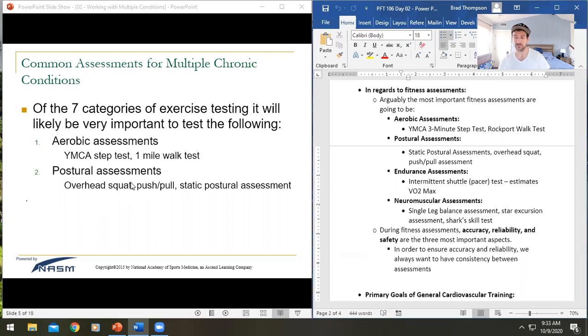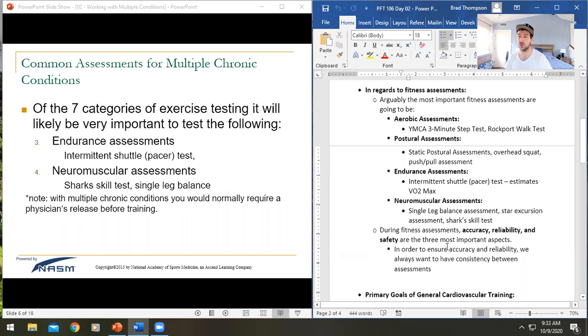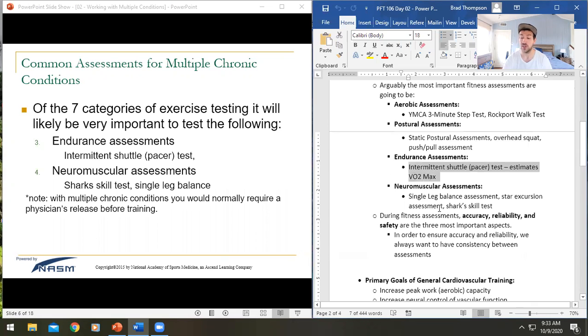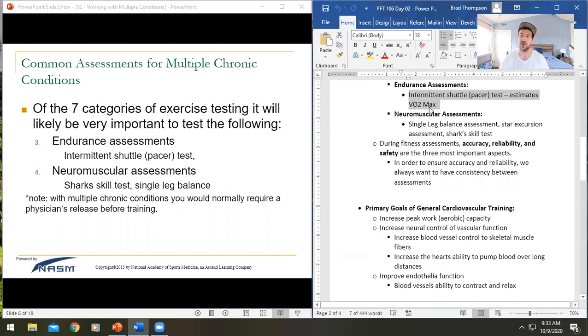And then we get a little bit into endurance assessments, right? Endurance assessments are also related to your aerobic capacity, but they really are all about how far you can go with exercise. So we have the intermittent shuttle test. This is more commonly referred to as the pacer test, or sometimes you'll hear people call it the beep test, where you have two cones and it beeps and you run from one cone to the other, and the beeps get faster and faster. That's an endurance assessment.